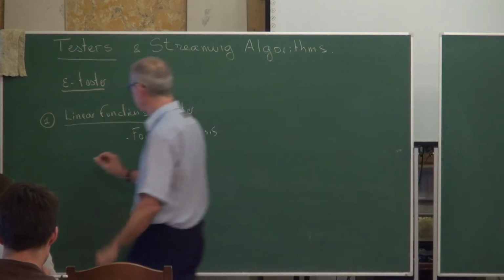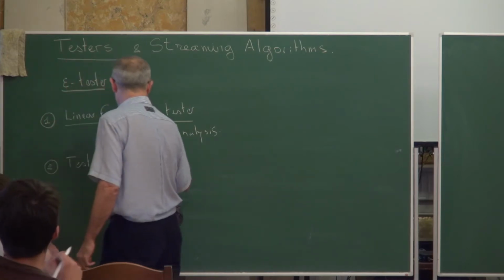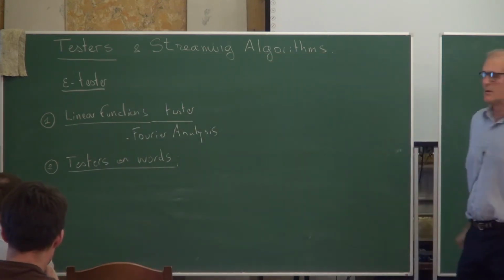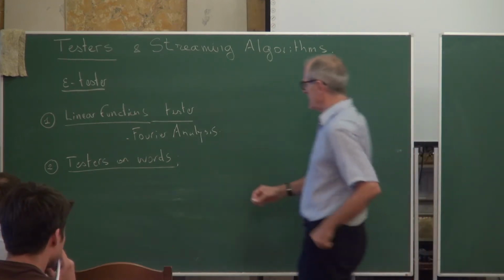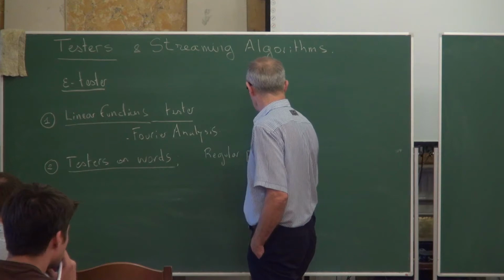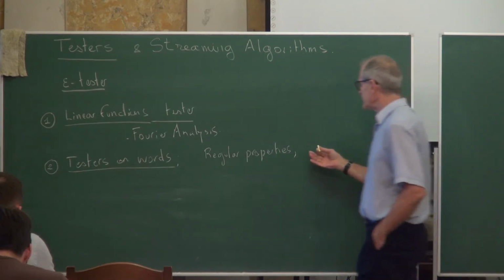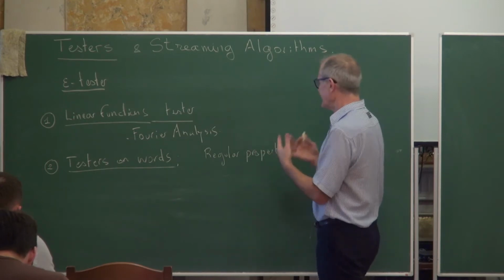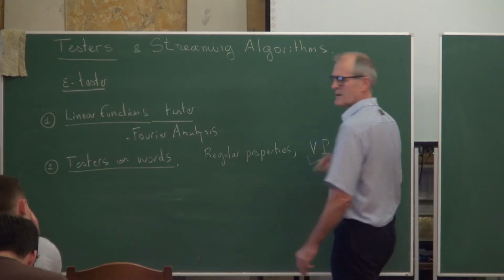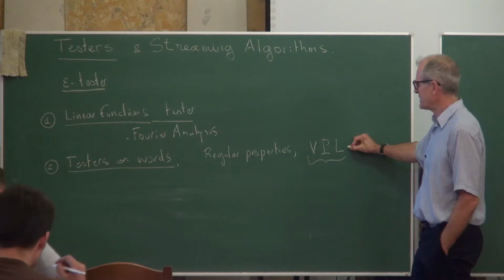Then my plan is to move to testers on words. So we will see how to test, for example, regular properties of words with some simple test. So first regular properties. And then something which is slightly more difficult is the subset of the context-free properties of words, which is usually called visibly pushdown languages. And this is a very computer science subject. So we'll see what's interesting about this.